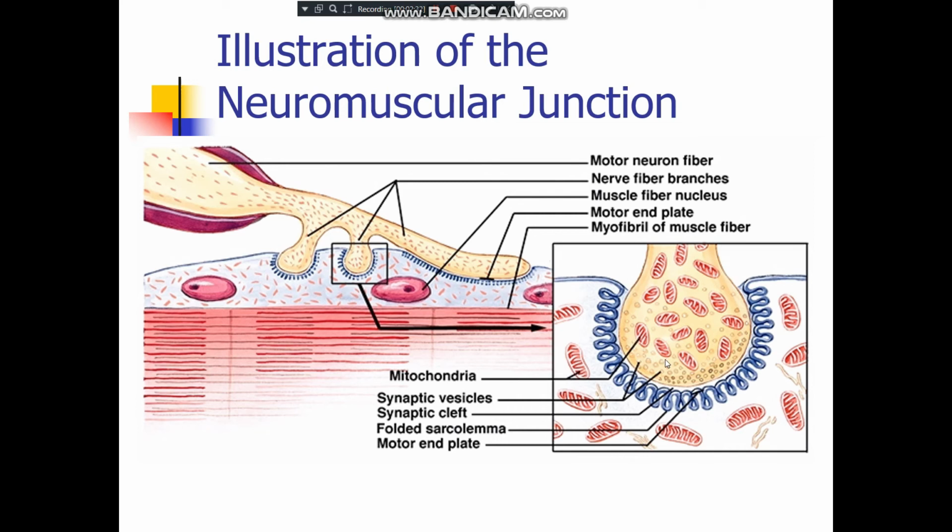The synaptic vesicle communicates with the muscles, but there's a gap. This gap between the synaptic vesicle and the muscle fiber is known as the synaptic cleft. Then in the muscle fiber, there's a folded sarcolemma, and below that you can call it the motor end plate.